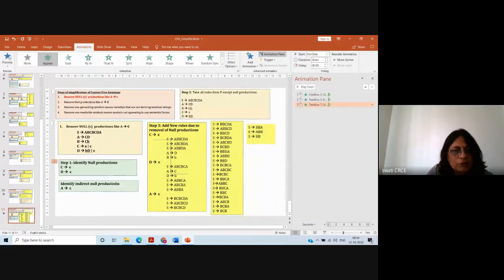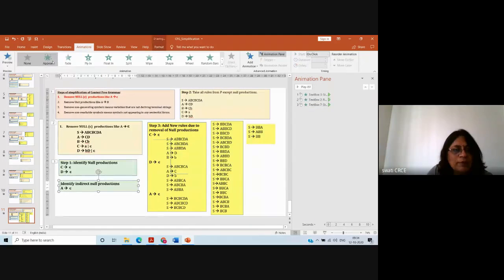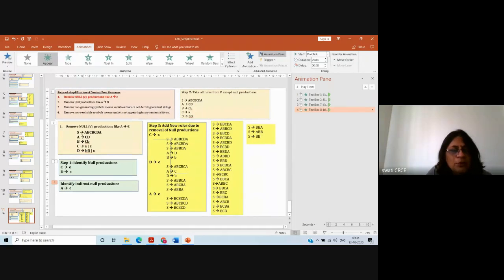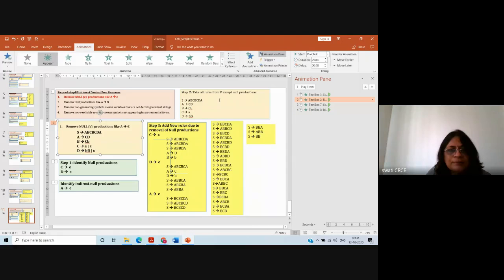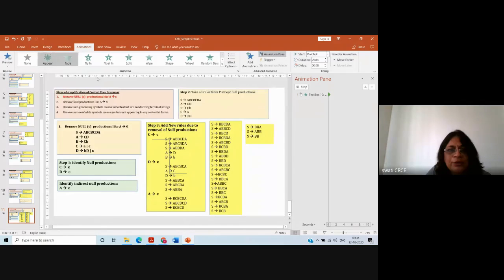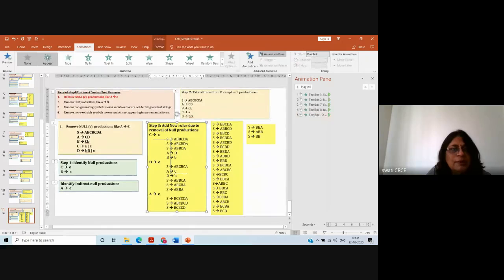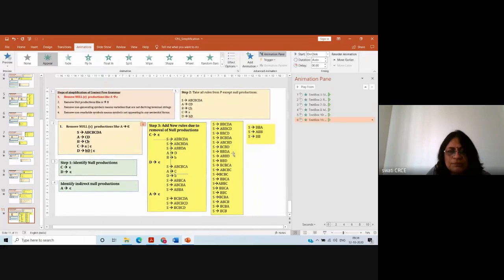You can start solving this problem. Write down this problem in your notebook. S is equal to all the rules for S, A, B, C, D. The problem is that you need to remove the epsilon productions.